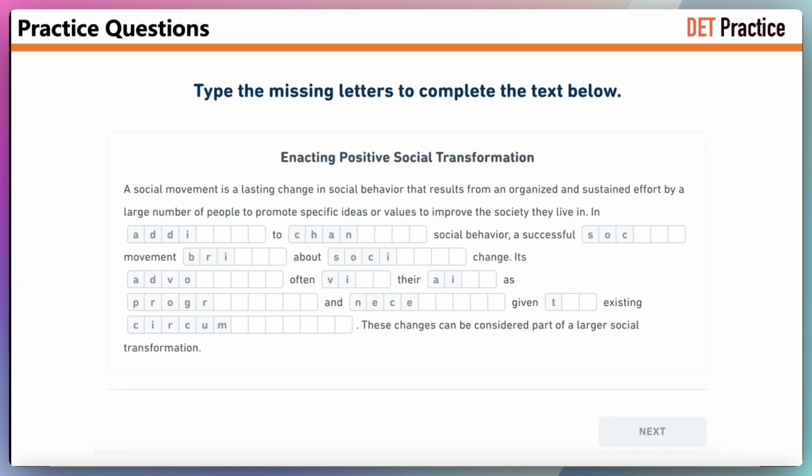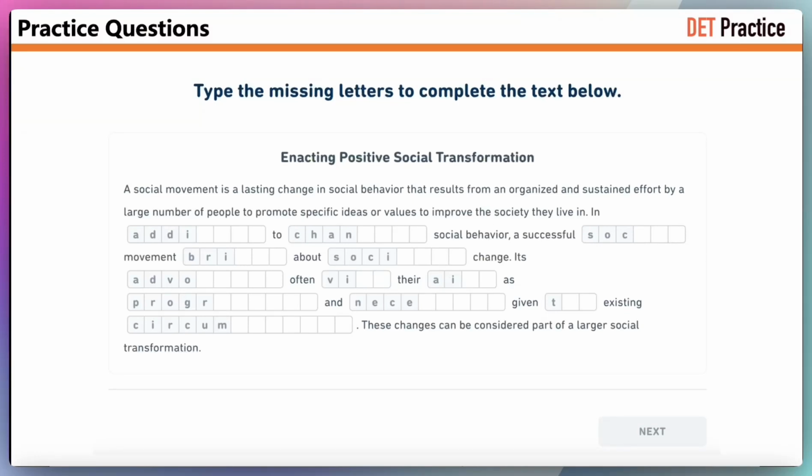All right, welcome back. Let's look at the question. The title is "Enacting Positive Social Transformation," which suggests this isn't going to be a simple topic. Let's examine the first and last sentences. The first sentence reads, "A social movement is a lasting change in social behavior that results from an organized and sustained effort by a large number of people to promote specific ideas or values to improve the society they live in." This defines what a social movement is and its purpose. The last sentence states, "These changes can be considered part of a larger social transformation." This puts the concept into a broader context.